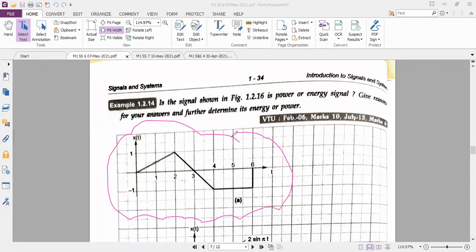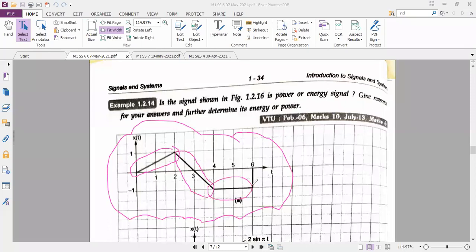Can anybody reply? Is it energy or power? Energy, ma'am. Very good, because it is not periodic. So seeing the diagram itself, we can come to the conclusion this belongs to an energy signal. See, identifying the energy signal is not the main thing. Here, they have not given the expression of x of t. So I have to form the expression of x of t like how we did in yesterday's class.